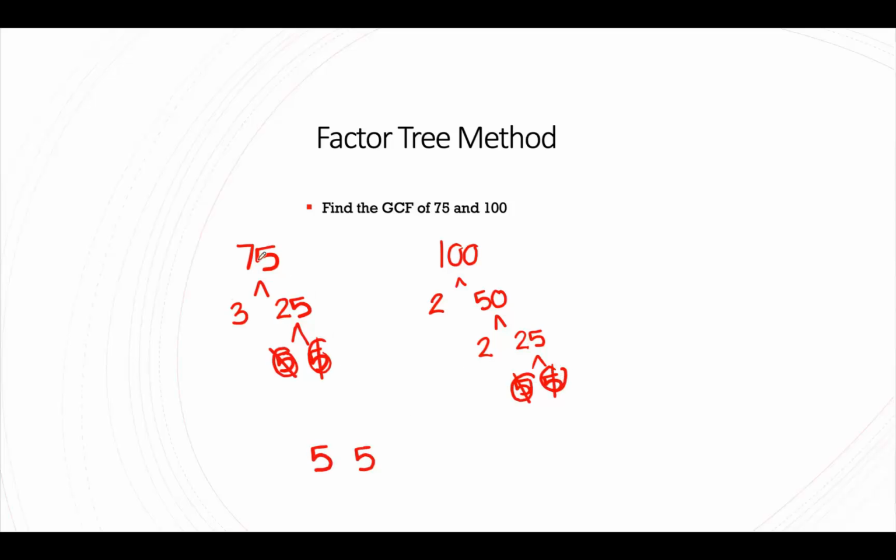Now 75 has a 3 in its tree, but 100 does not, so I can't write my 3 down. And 100 has some 2s in its tree, but 75 does not, so I can't write my 2s down. Now the last step to finding the greatest common factor is to multiply the numbers I have written below together. So 5 times 5 equals 25. And that's my greatest common factor. So the greatest common factor of 75 and 100 is 25.